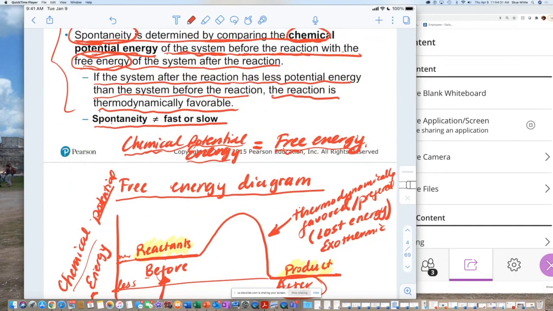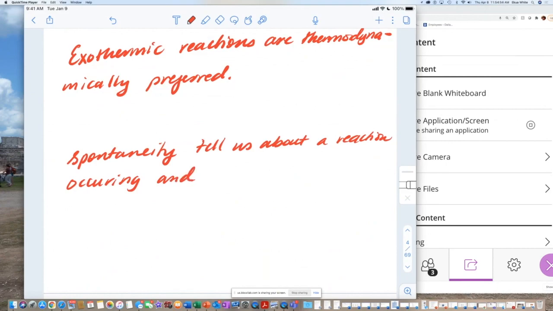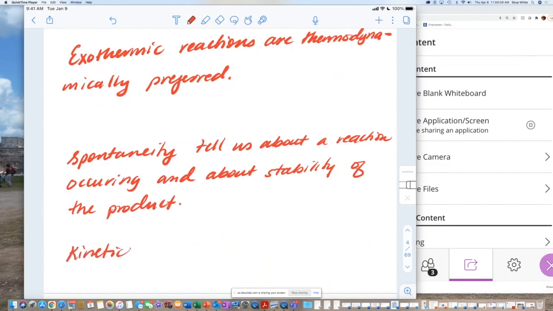By the way, spontaneity doesn't tell you information about fast or slow. We saw before, spontaneity tells us about a reaction occurring and about stability of the product. Kinetics tells us about speed of reaction.